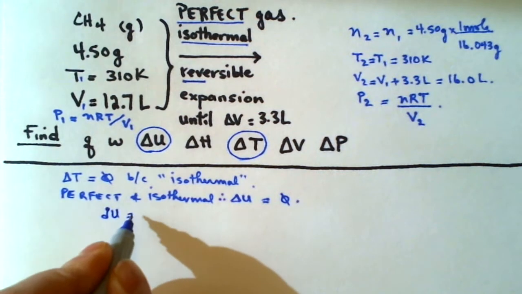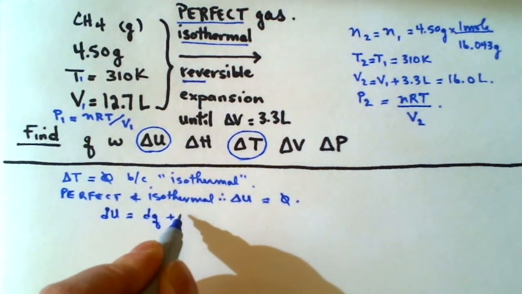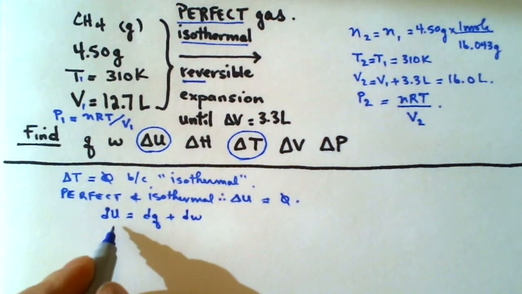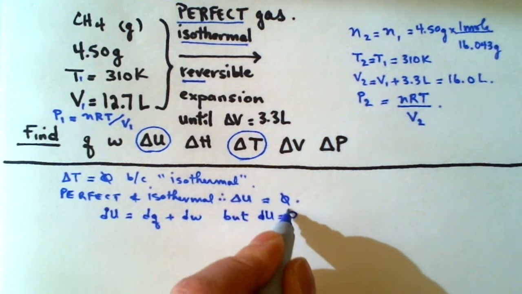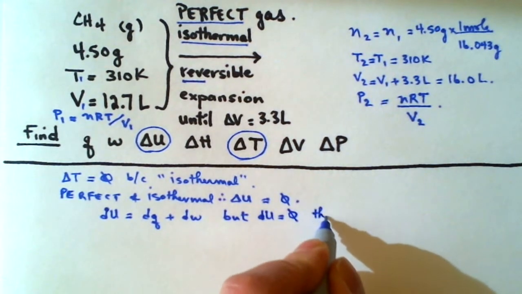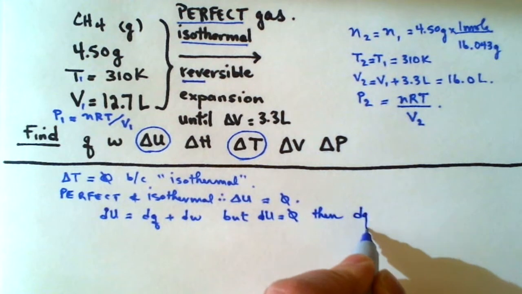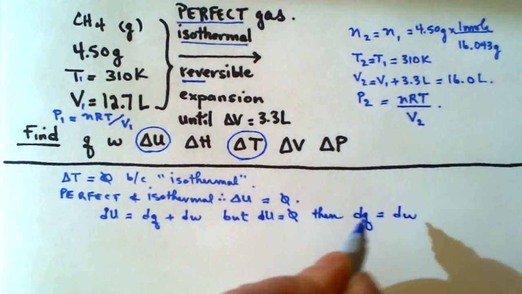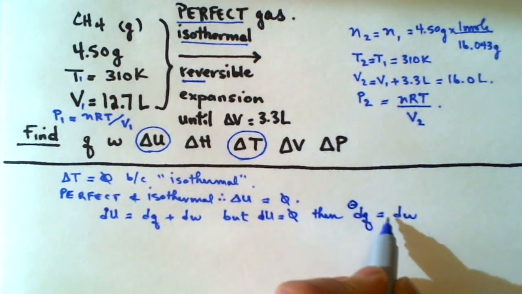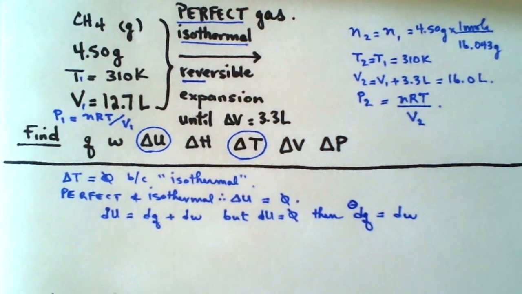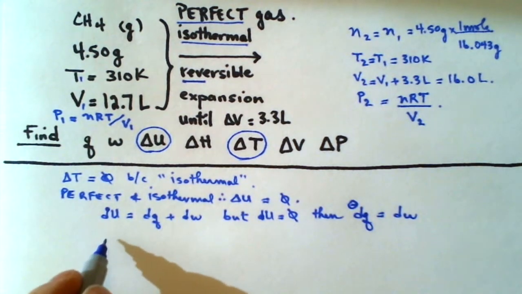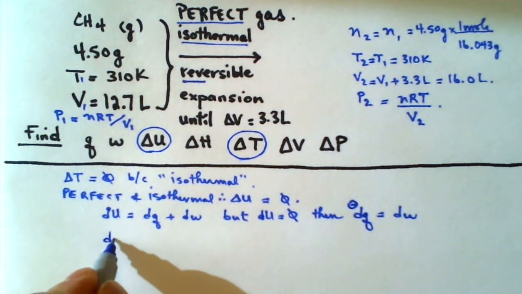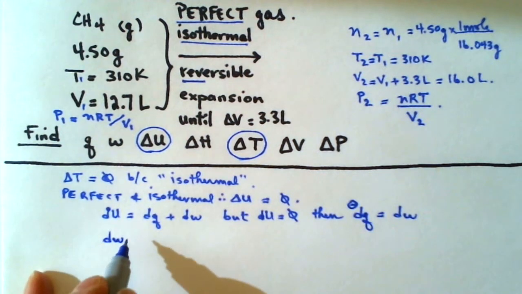Now, the first law is always valid, and I'm writing it in this form here. But because dU in this case is equal to 0, then dq is equal and opposite to dw. I could put the negative sign on either one. So essentially when I've found one, I've always found the other. So I think that dw, or the work, is a good place to continue.